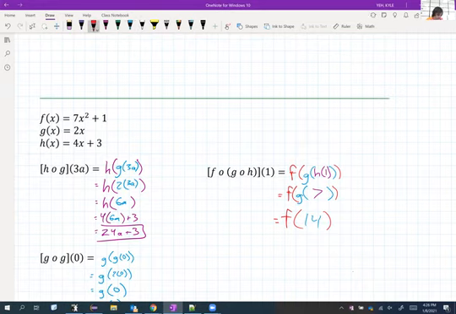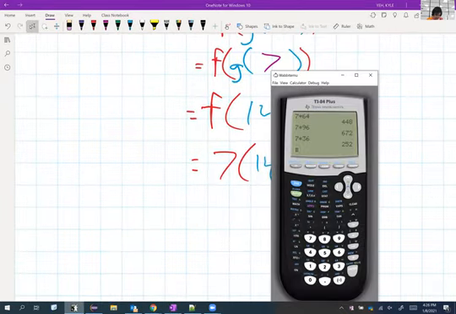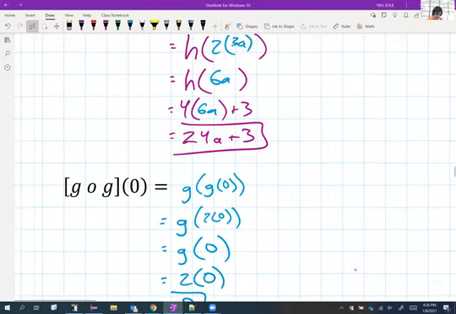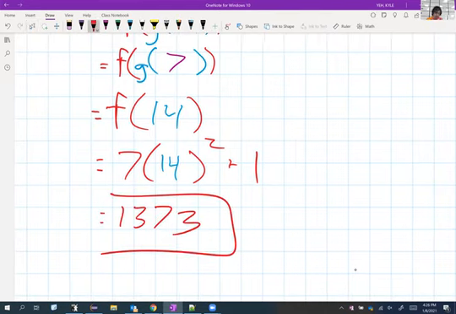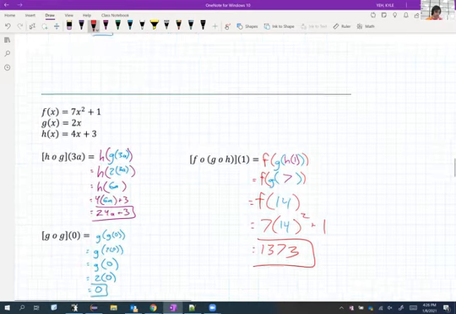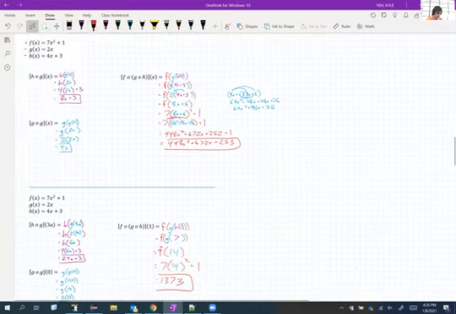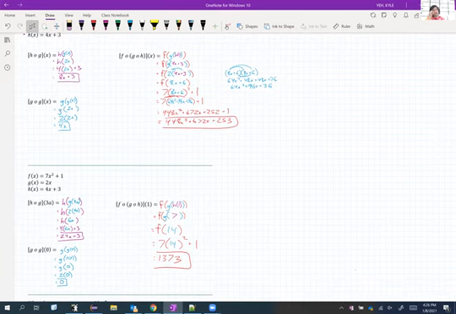What is f of 14? 7 times I'm plugging 14 in, so 7 times 14 squared plus 1. And that might be one for the calculator. 7 times 14 squared plus 1 is 1373. Function composition. It's a whole new world. But it's just plugging functions into one another.